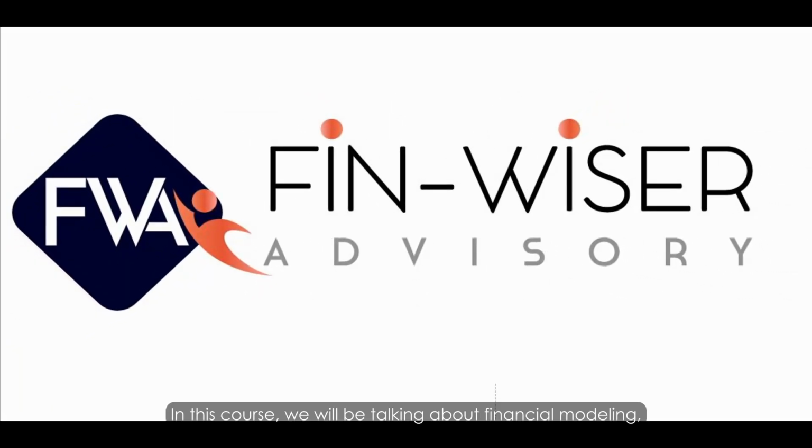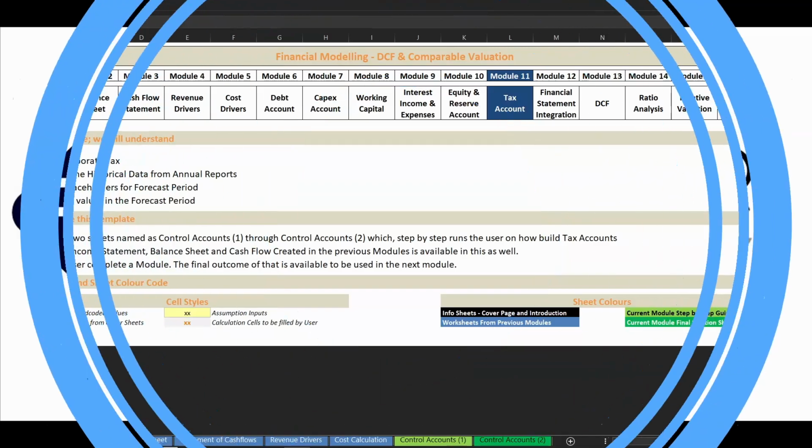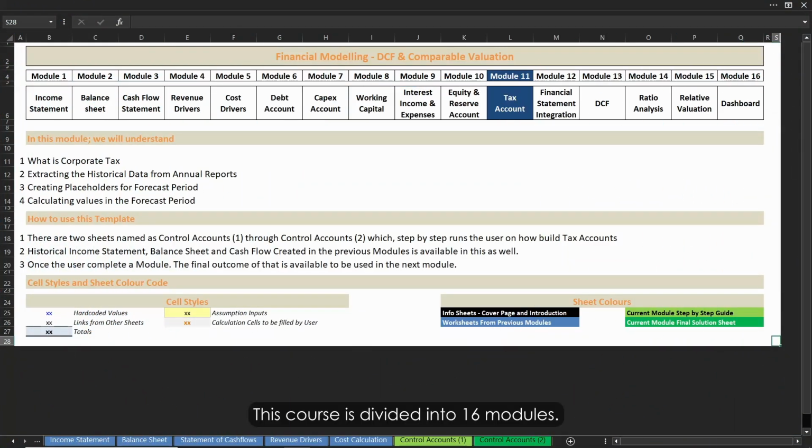In this course, we will be talking about financial modeling, DCF and comparable valuation. This course is divided into 16 modules. We are building a financial model on Tesla Motors. In Module 11, we will cover tax account.